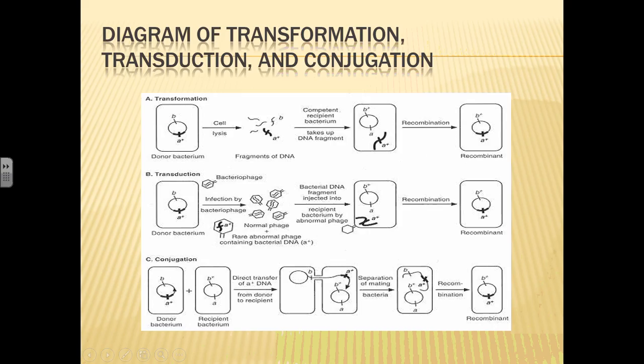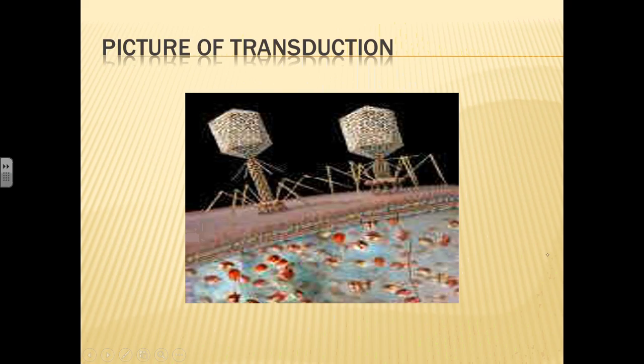So just pictures of each of those. Transformation, here's a gene that's been inserted into the plasmid, and then it's going to be taken up, and then it's going to make copies of that in the future. Transduction, bacteriophage, or some kind of virus that is going to introduce genes from one bacteria to the other, and then conjugation forming a tube here where it can transfer DNA.